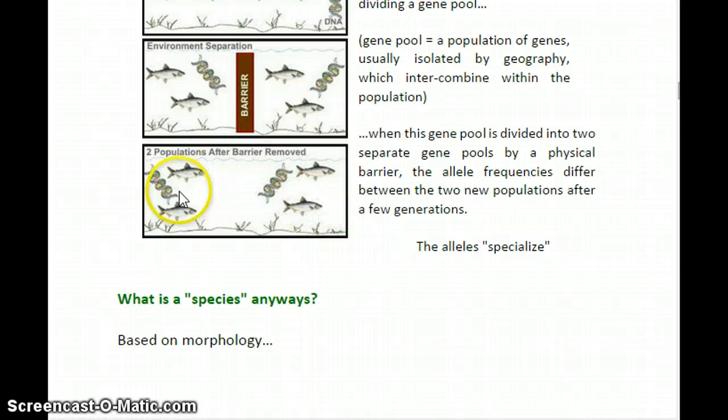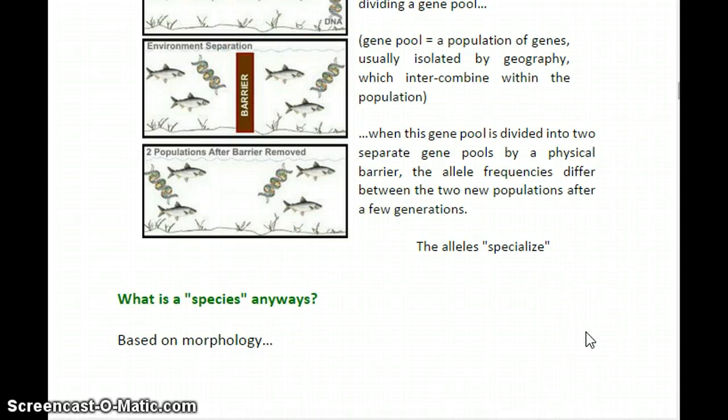We might find that the populations are so genetically different that they're not interbreeding anymore. Maybe they can't interbreed. So now basically what we're looking at is the allele frequencies. The frequencies of certain genes are going to be different from one population to the other. And the alleles have basically specialized for the different conditions in each of the two ponds.